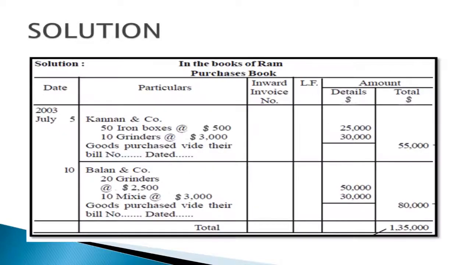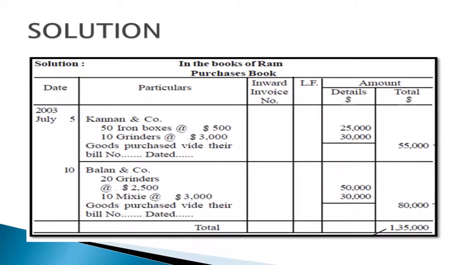Now, let's move to the solution which is given on the screen. On July 5th, Kannan and Company purchased 50 iron boxes and 10 grinders at $500 and $3,000 respectively. So, in particulars column, we will write Kannan and Company, and under it, we will write 50 iron boxes at $500 each and 10 grinders at $3,000 each. So, in details column, we will write $25,000 and $30,000, and the total will be $55,000.